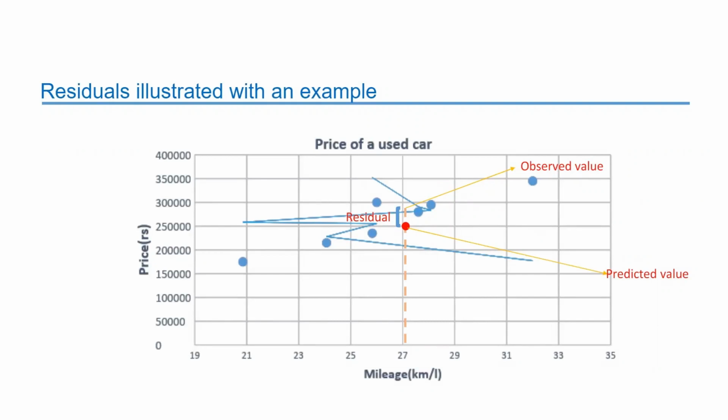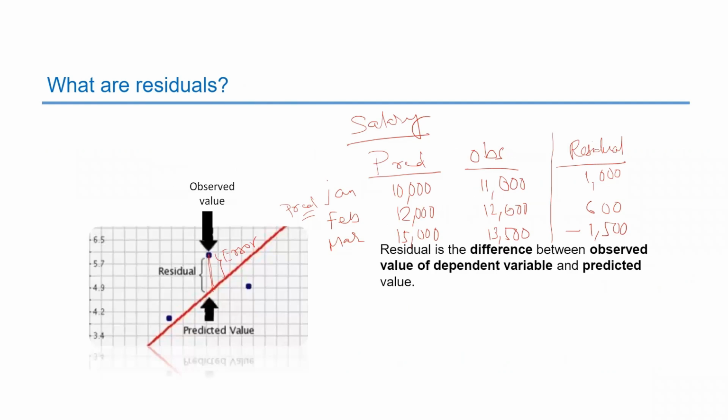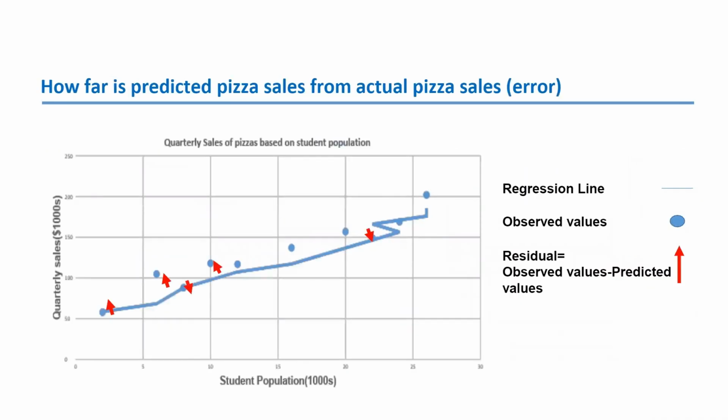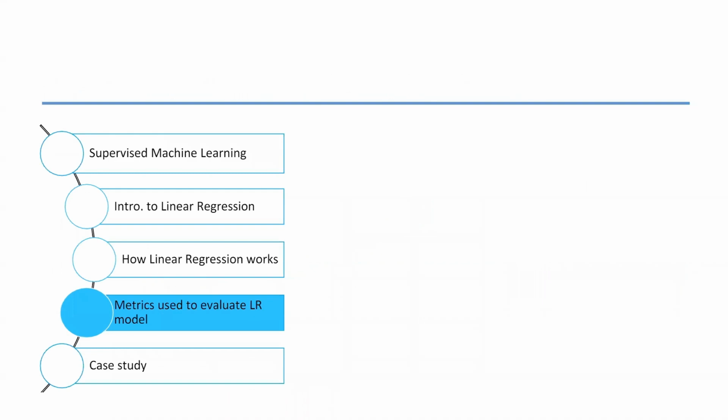Now with the mileage and price of a car, we can obviously observe that there is a difference between the observed value and the predicted value, just like the previous slide. I have to just change this line. So this is going to be my error, and with the pizza sales as well, we will have some error because we cannot have a single line which can pass through all the data points. So the residual is basically the difference between the observed value and the predicted value.